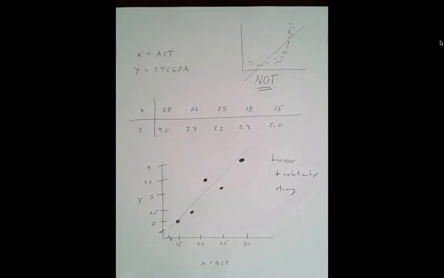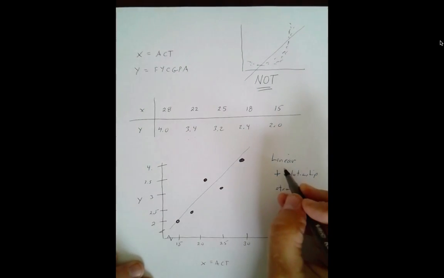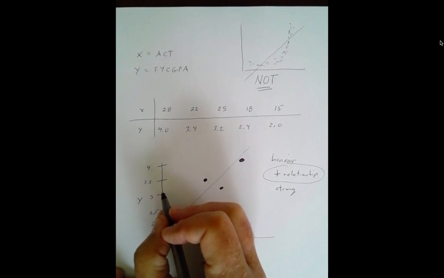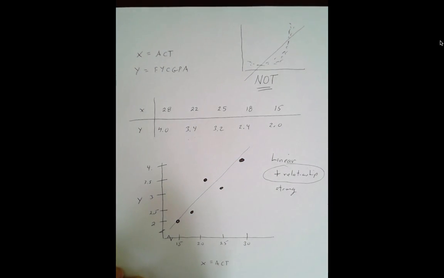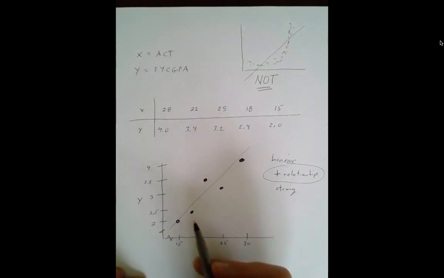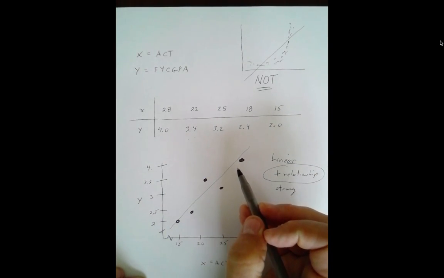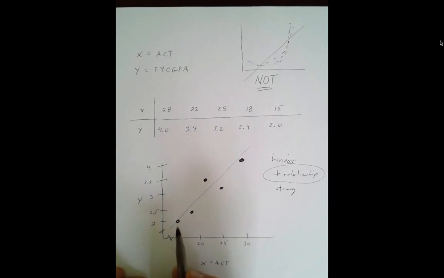Now, what does that mean? Let's focus on this one right here. A positive relationship. What does that tell us? That tells us that as our X value gets bigger, as a student has a higher ACT, we can expect a higher first-year GPA. So for students who have a higher ACT, we expect a higher first-year GPA than for students who have a lower ACT.